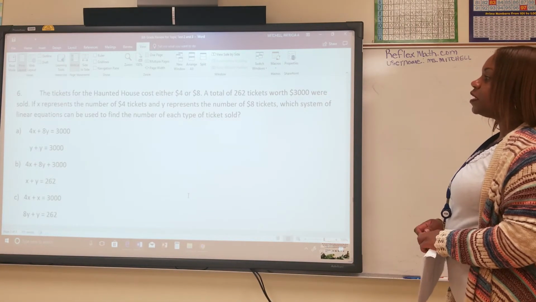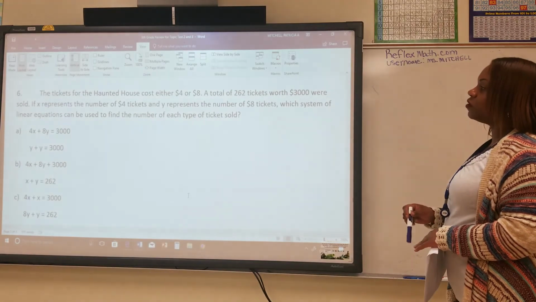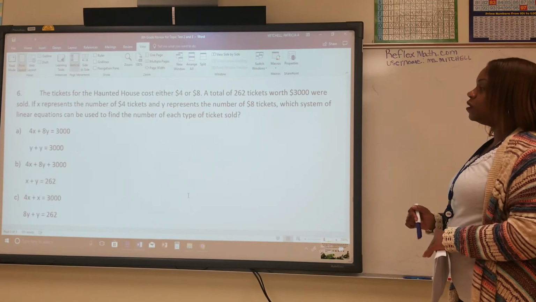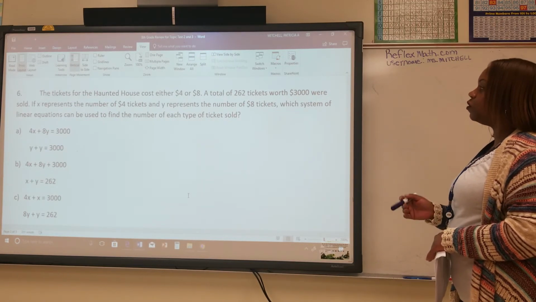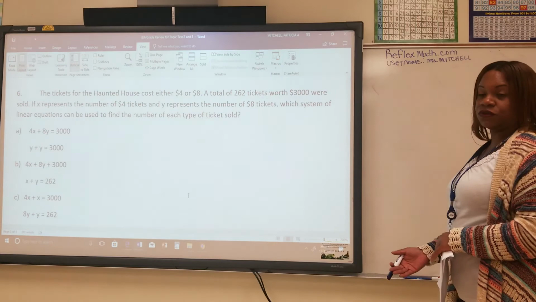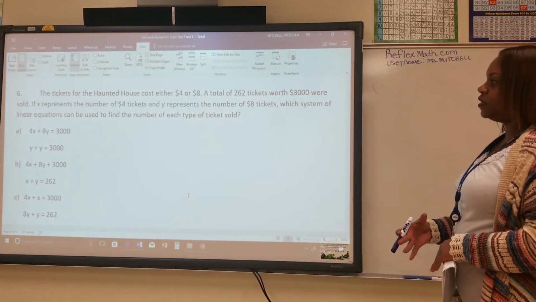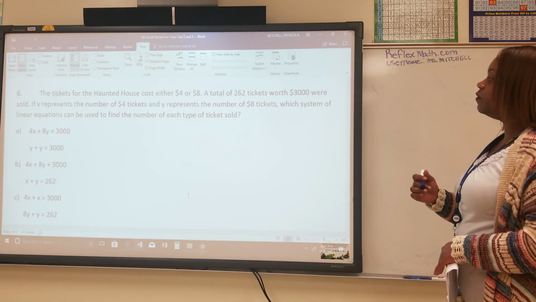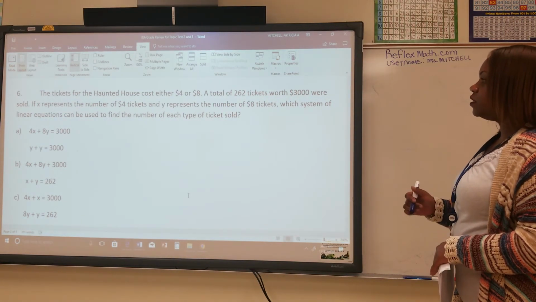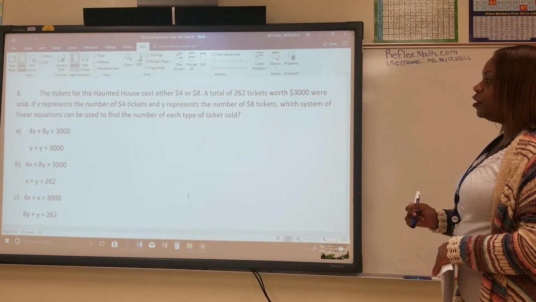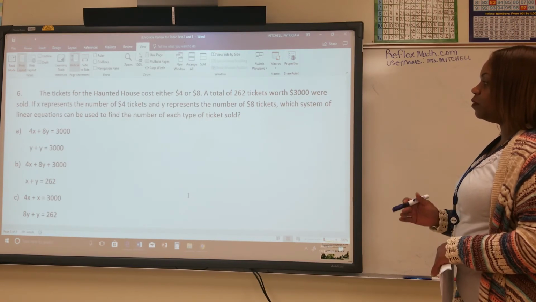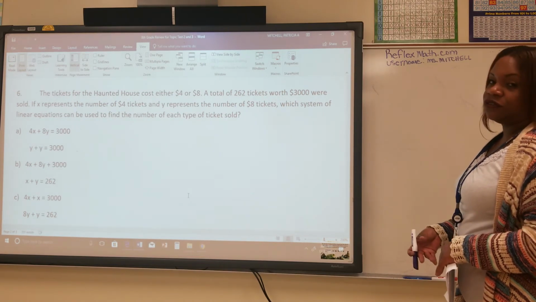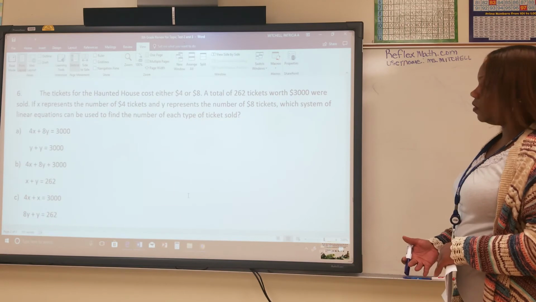Number 6, the tickets for the haunted house cost either $4 or $8. A total of 262 tickets worth $3,000 was sold. If X represents the number of $4 tickets and Y represents the number of $8 tickets, which system of linear equations can be used to find the number of each type of ticket sold? Remember, don't attempt to do it until you understand it, all right?